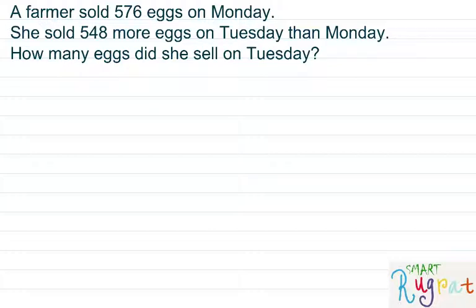Now it's time to go back to the problem and circle the characters and put a box on what that character has. You have to take it one sentence at a time. A farmer sold 576 eggs on Monday. So farmer is my person, and they sold this many eggs on Monday. Now the next one. She sold 548 more eggs on Tuesday than Monday. She is my character. She sold this many more on Tuesday than Monday. More than. So that means that she sold more on Tuesday than on Monday.